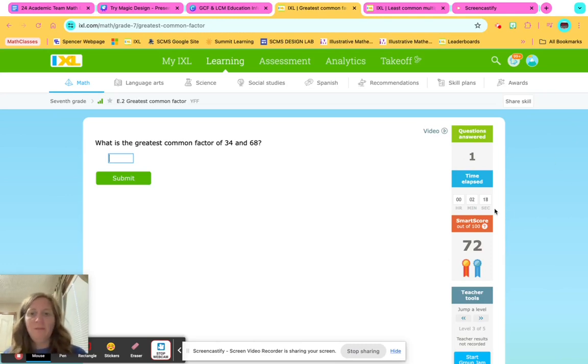Okay, so here's a couple of practice problems we're going to do. I went ahead and went up to the higher level. So I pulled this one up, 34 and 68, and I almost skipped over it because I was like, oh, that one's too simple.